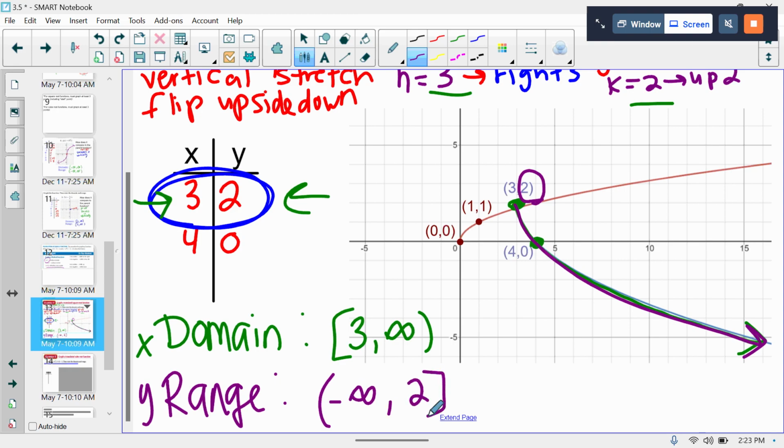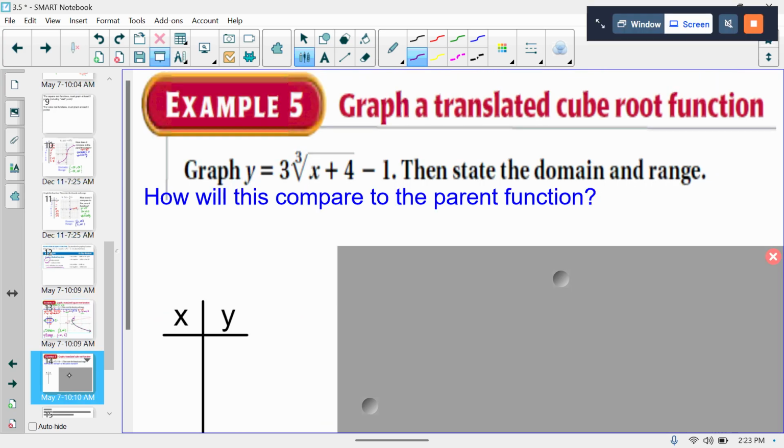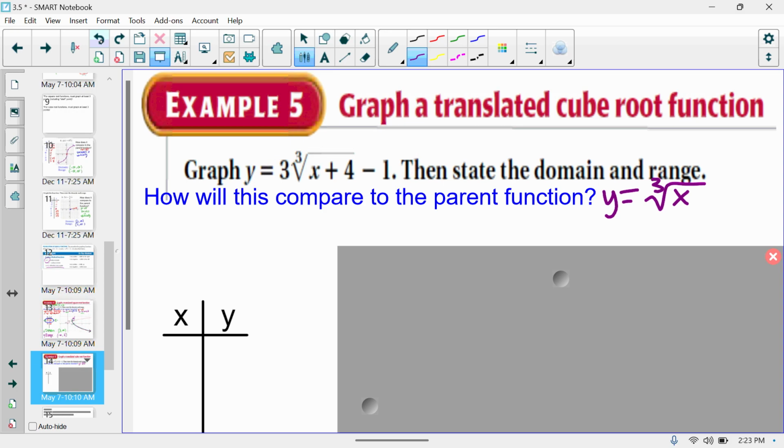Remember, you want your closed bracket because 2 is included, right? Look right there, 2 is one of our y values on our graph, but then it's anything less than that. It goes to negative infinity, okay? Questions on that one at all? Okay, and then we're going to try the cube root. Again, guys, I want you to try and think about if we had the normal parent function, how would it compare to this? Let's take it piece by piece.